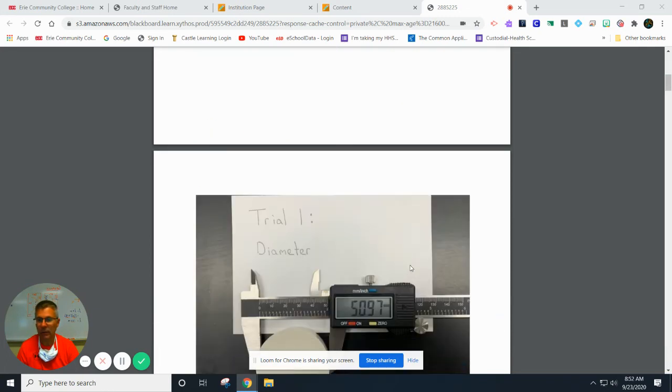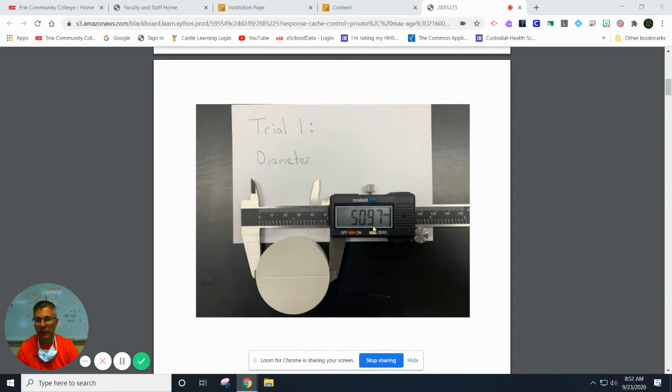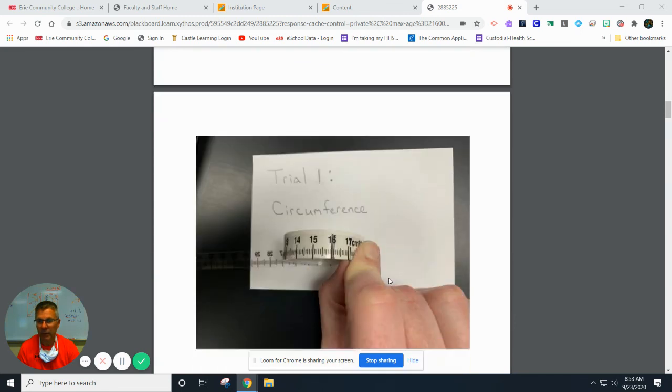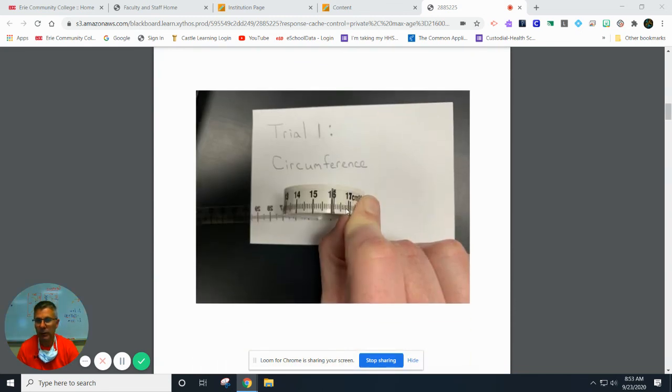If we look down here, trial number 1, this is 50.97 millimeters, the diameter of the first disc. So that would be 5.097 centimeters. What's the least count? If we move that decimal over, it'd be 0.001. So 0.001 is the least count. The absolute error would be 0.0005, half of that.